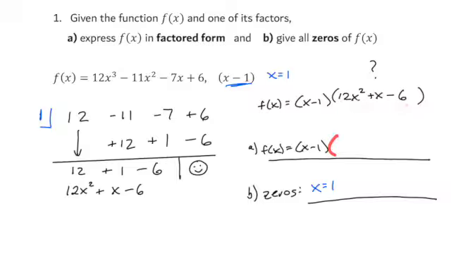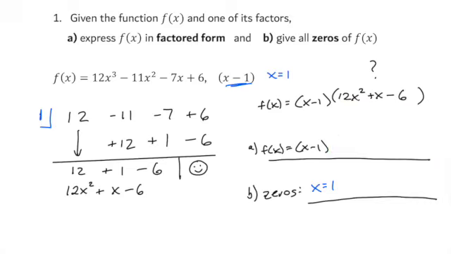There are a lot of ways to do this. The AC method, or guess and check with combinations: 12x squared, is it 12x and 1x? Is it 4x and 3x or 6x and 2x? You've got to go through those combinations. The more there are, the more annoying it can be. Negative 6 here could be 6 and 1, 3 and 2, positive, negative. If you're pretty good with that, it can be pretty fast.